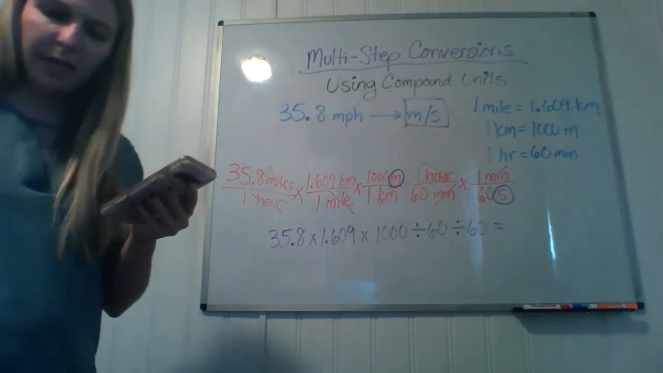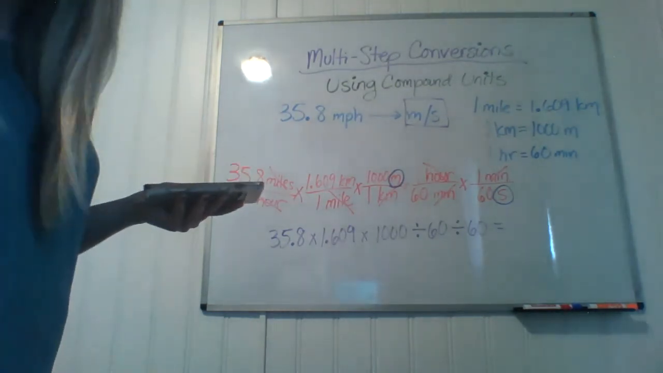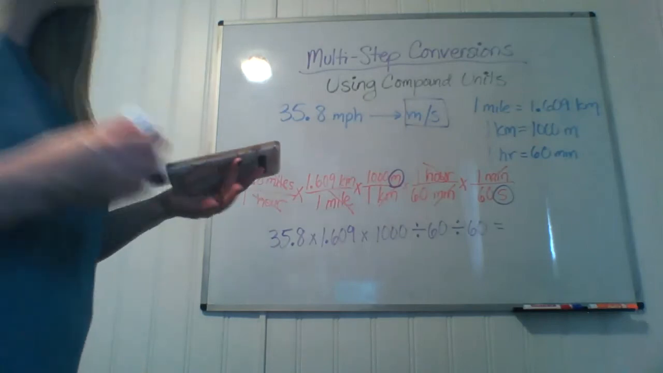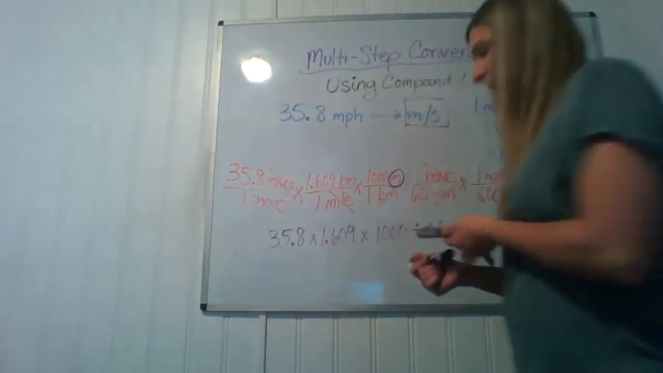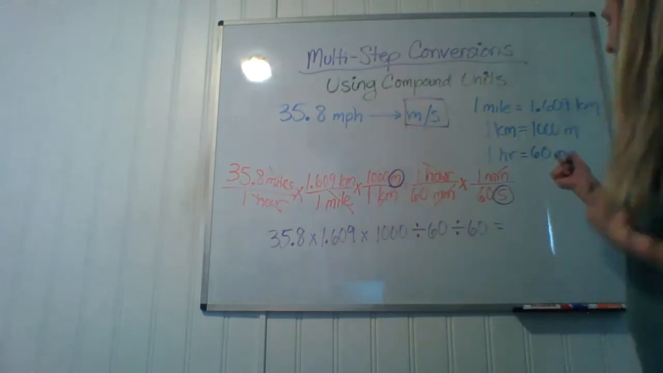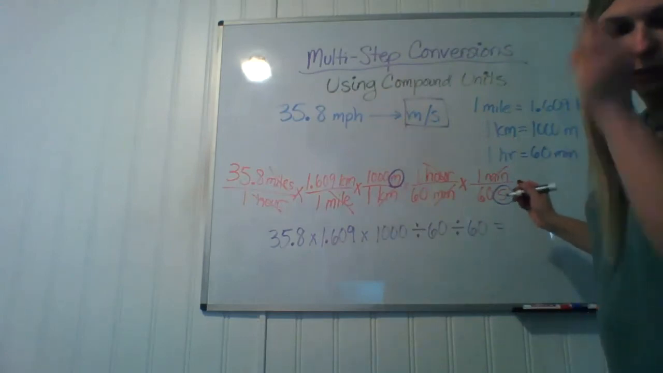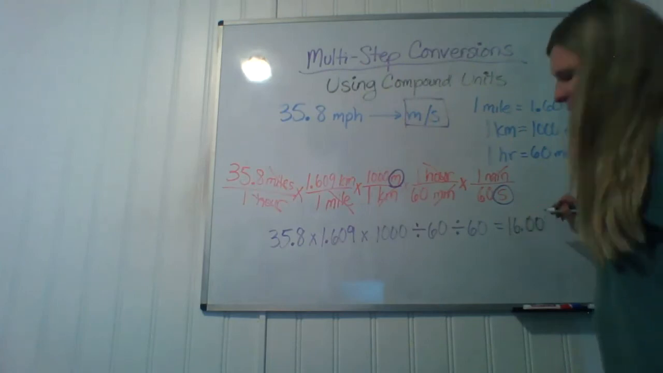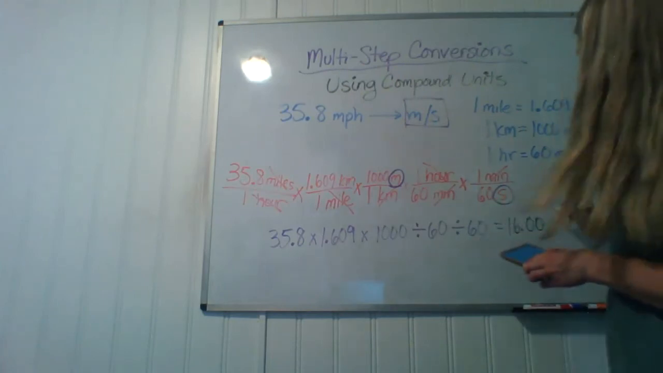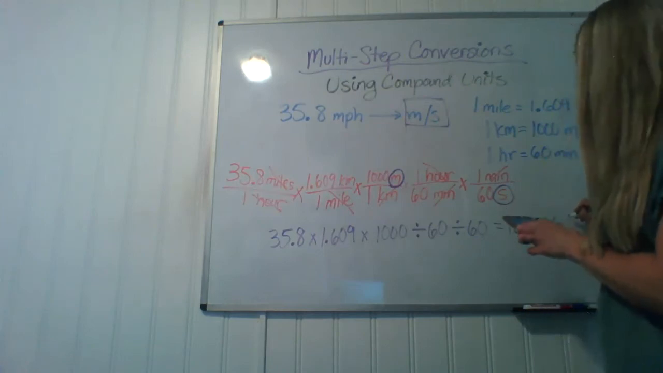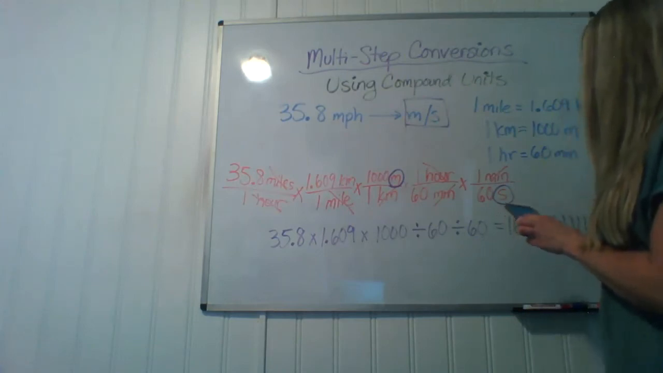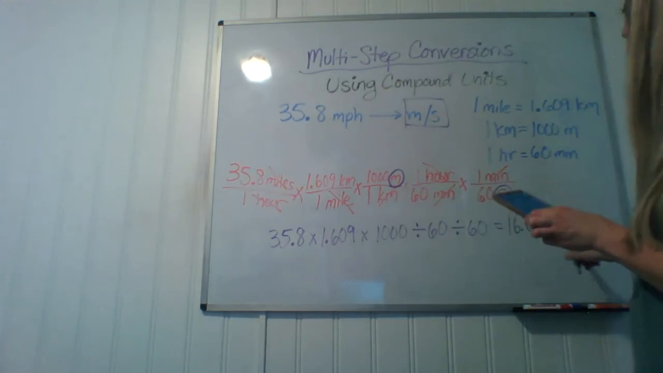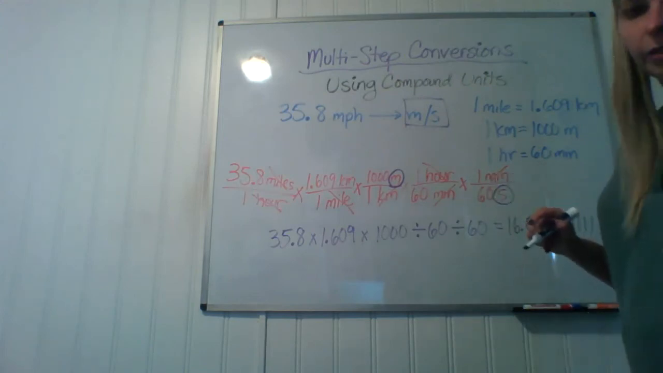Now what you should be seeing in your calculator is, make sure this marker works. I'm grabbing a different one. In your calculator, you see 16.000611111. Okay, so this is what your calculator is giving you.